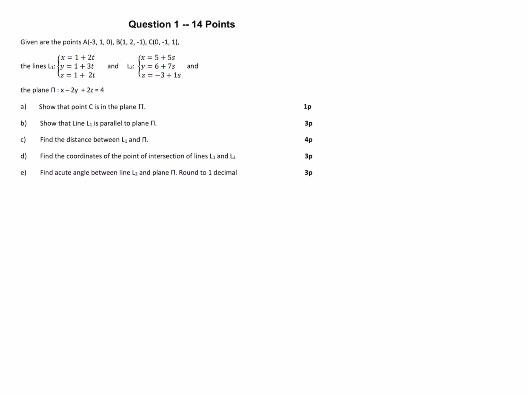So we're going through the questions of the geometry test. Question 1 has 14 points. We're given 1 point, 2 points, 3 points, line L1, line L2, and a plane. This is the equation of a plane. These are the parametric equations of the lines, and these are the coordinates of the points.